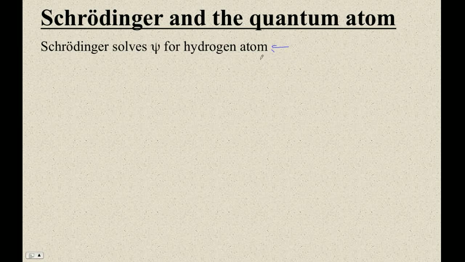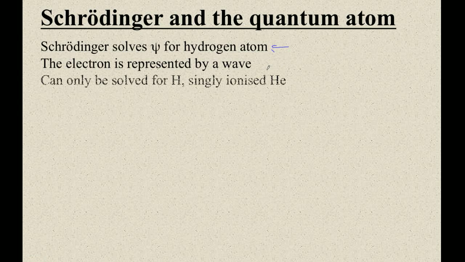Schrödinger eventually comes up with a wave equation for the hydrogen atom, and solves that. So the electron is represented by a wave. And here's the deal: we can set up the equation for any atom we want to, but we can only solve it for hydrogen and singly ionized helium. Remember, singly ionized helium has 2 protons, 2 neutrons, and then it has 2 electrons, but if it's singly ionized, it has 1 electron. So it's just like a hydrogen atom with 2 charges in the middle.